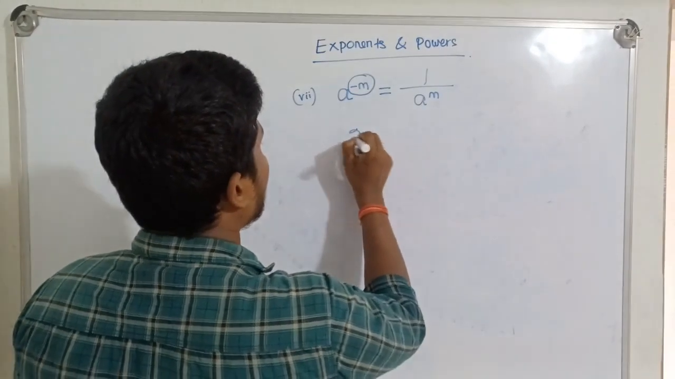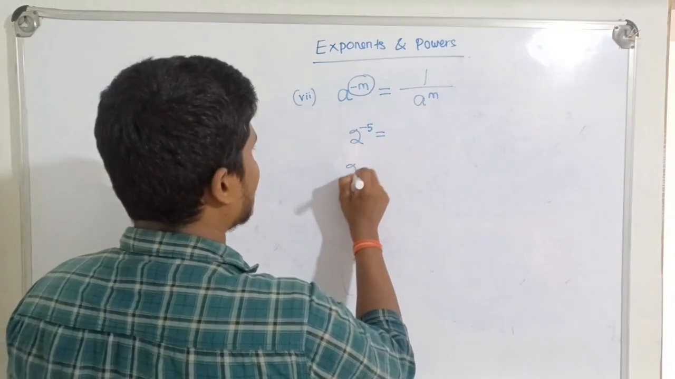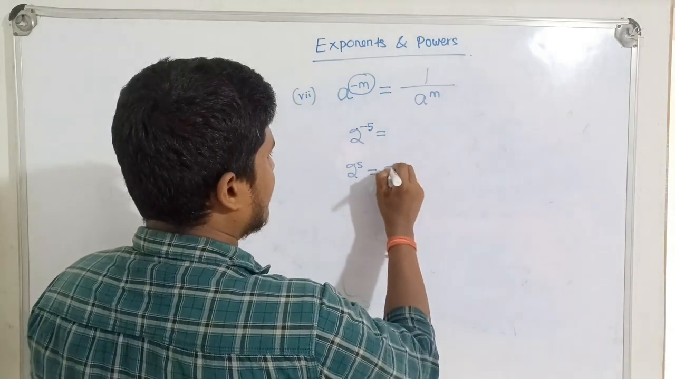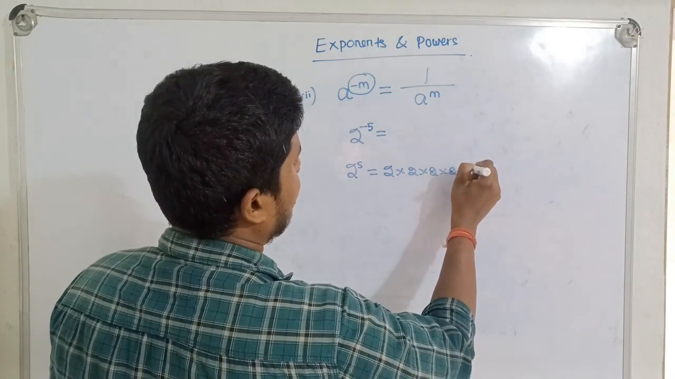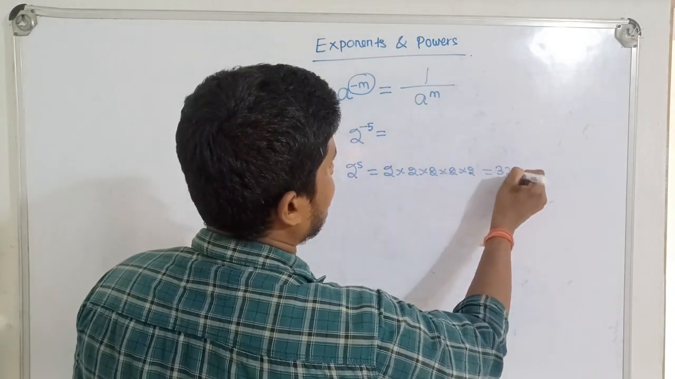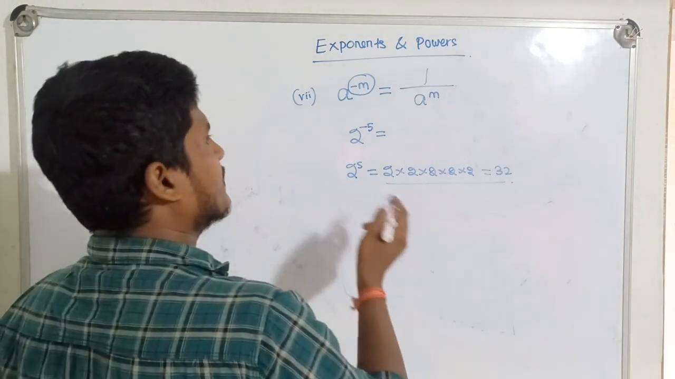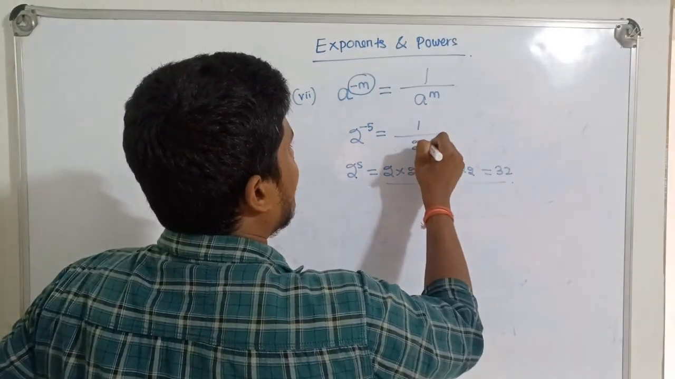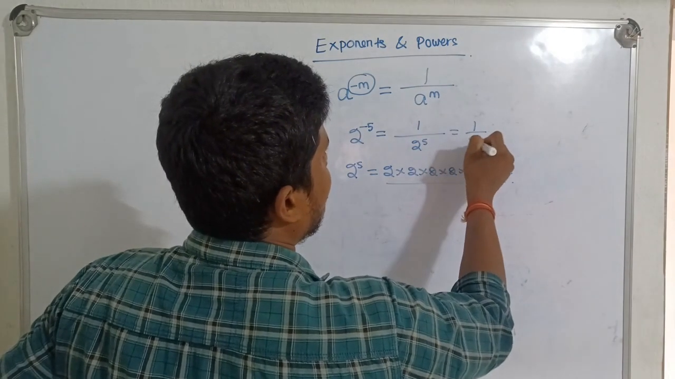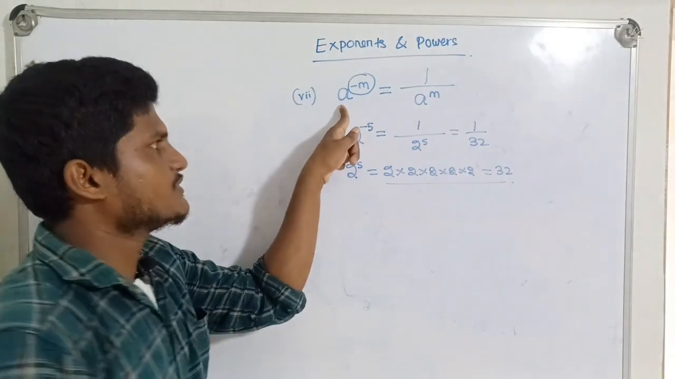Suppose I write down 2 to the power minus 5. Suppose 2 to the power 5, I can write 2 into 2 into 2, up to 5 times. I get my result as 32. Here 2 to the power minus 5 means the reverse of the result. That means 1 by 2 to the power 5, 1 by 32. Okay, this is the most important concept. Please note it down.